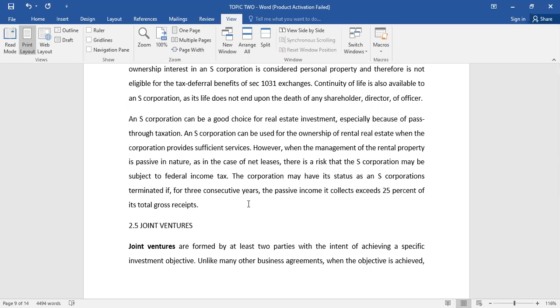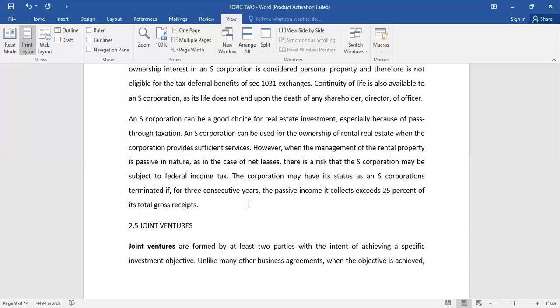The last one is joint ventures before we come to the syndicates. I had talked about the joint tenancy, where the property is owned by two people and they have equal shares. That means they have equal control and no one can come and say that I'm better or more superior than the other.